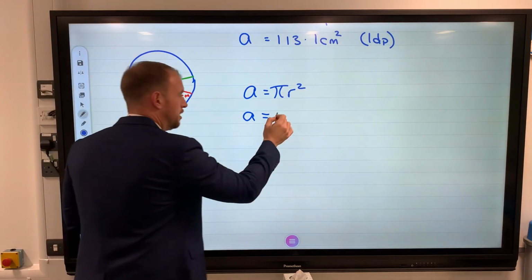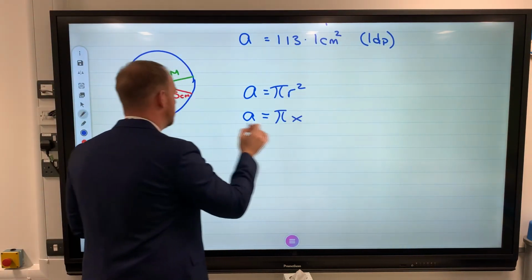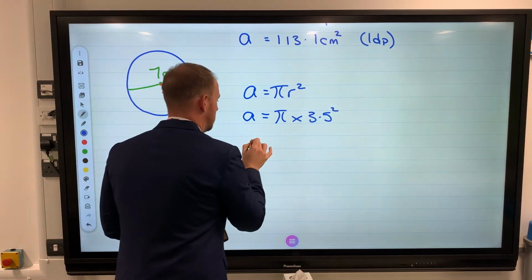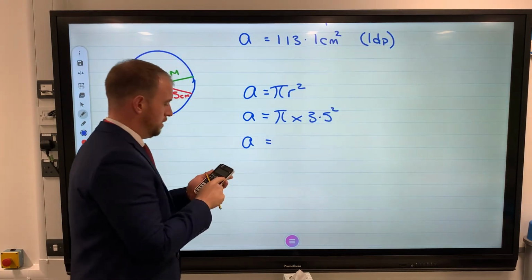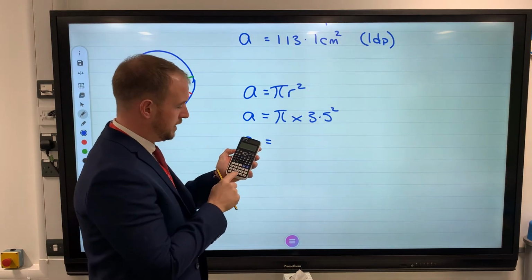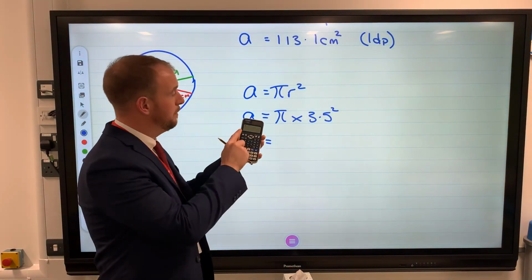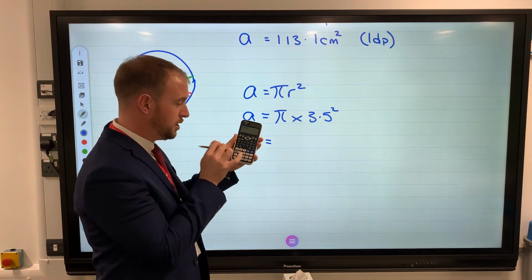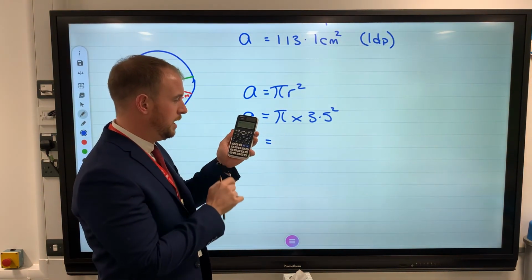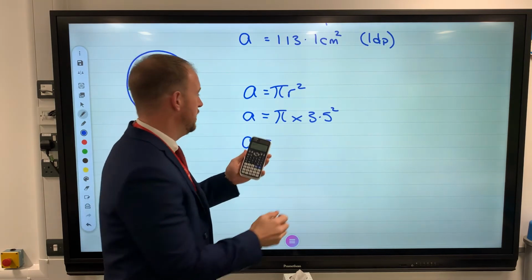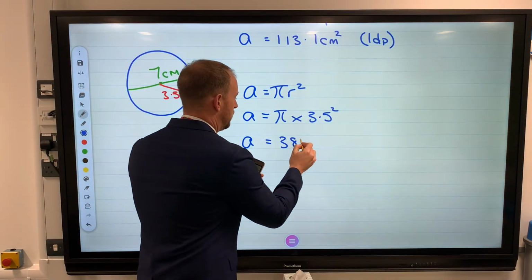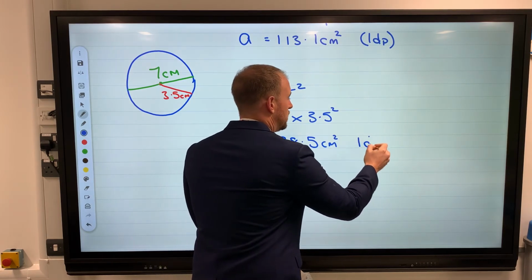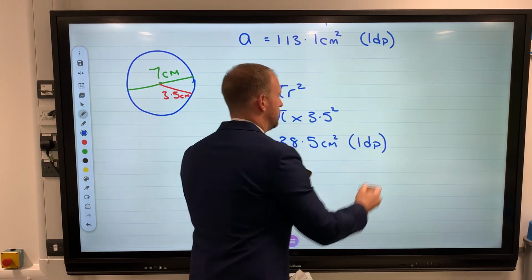So substitution, pi times 3.5 squared. So then Shift times 10 to the power of x, it's got a pi symbol up on the screen, times 3.5 squared, the squared is a little x with a 2, equals, press S to D to make 38.5 centimetres squared, and I've rounded that to 1 decimal place already.